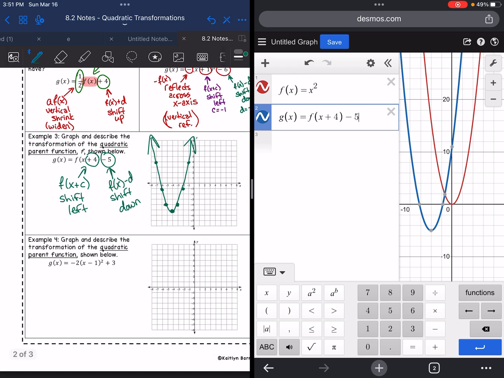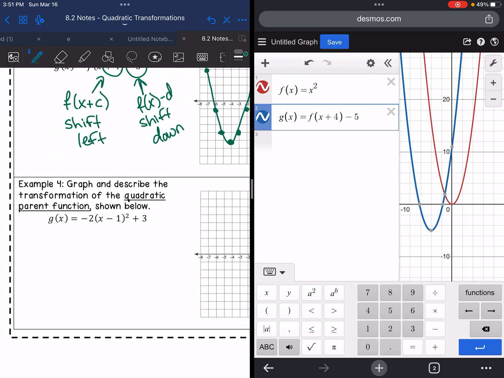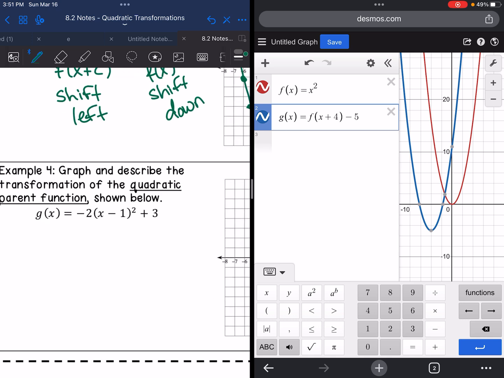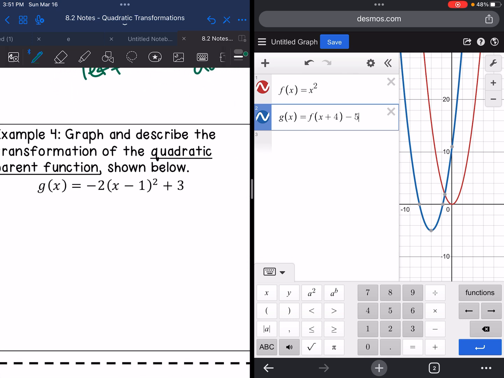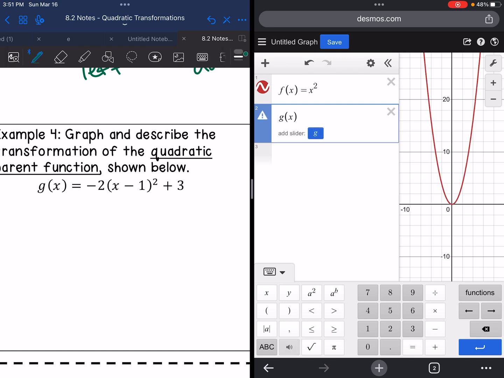All right, let's try another one. Same instructions. Graph and describe the transformation of the quadratic parent function shown below. So this time they didn't use the f of x inside. It just has that squared. So it's just written in a different notation is all. I can still do like I did before. I'm going to go over here and I'm going to get rid of that. g of x equals -2(x - 1)^2 + 3. So I typed it in just the way it looks on my screen.